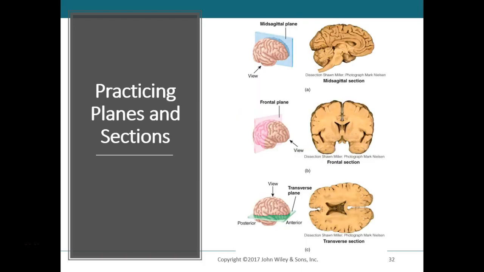So practicing with planes and sections, we take a brain and divide it into a left and right. So mid-sagittal, remember sagittal divides into a left and right. Mid-sagittal is right down the middle. So if you do a mid-sagittal section on a brain and you look at it, here's what you see. So this is one side of a brain, okay? So here's the main part of the brain, the cerebrum and the cerebellum and the brain stem here, okay? So we're looking at a mid-sagittal section of the brain.